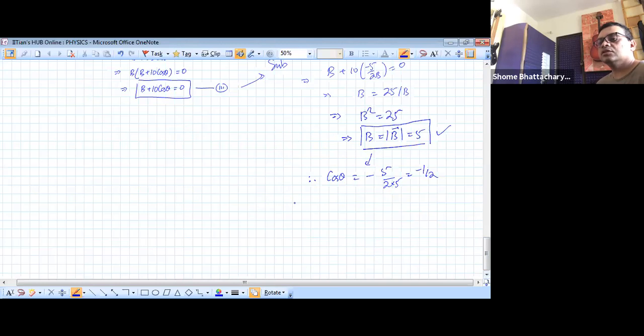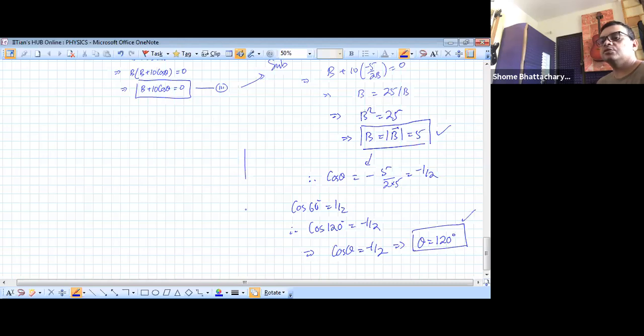Okay. So since cos 60 is half, therefore cos 120 is minus half. So therefore in this case cos theta is equal to minus half implies that theta becomes 120 degrees. That becomes your second answer.